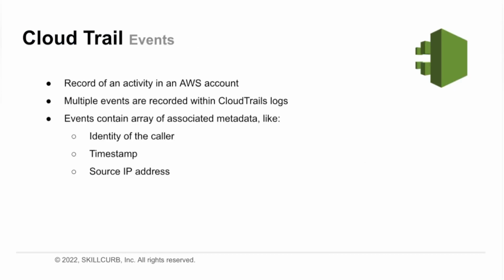CloudTrail Events. When an API request is initiated, AWS CloudTrail captures this request as an event and records this event within the log file, which is then stored onto S3. Each API call represents a new event within the log. CloudTrail also records and associates other identifying metadata with all the other events. For example, the identity of the caller, the timestamp of when the request was initiated, and the source IP address.